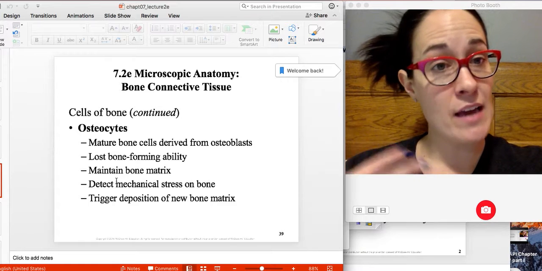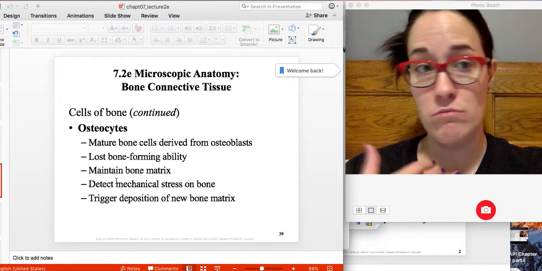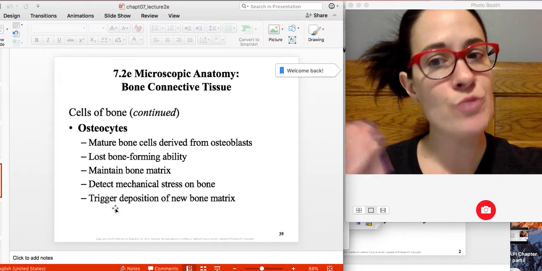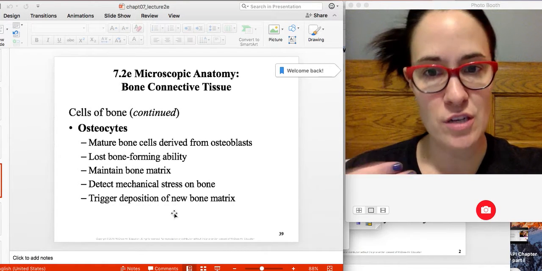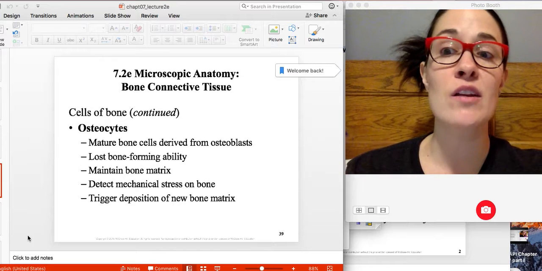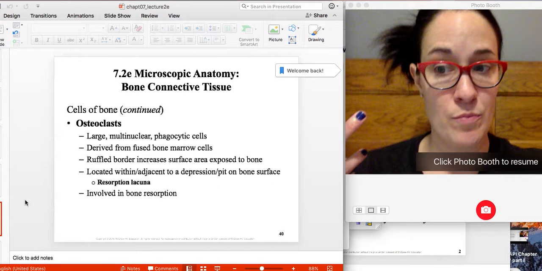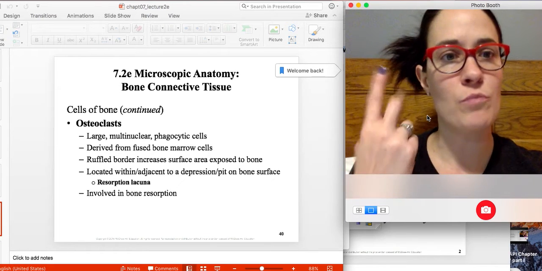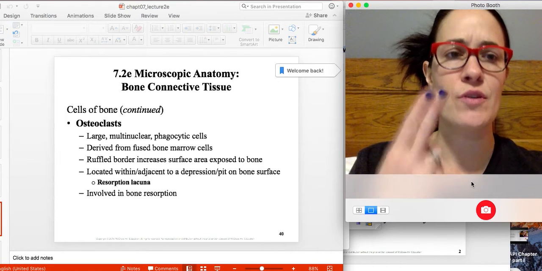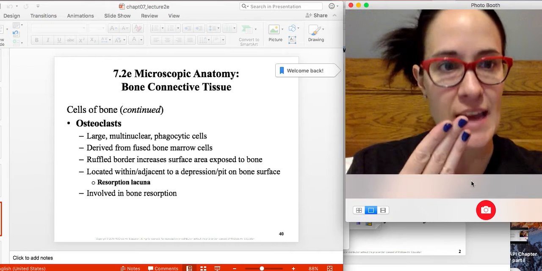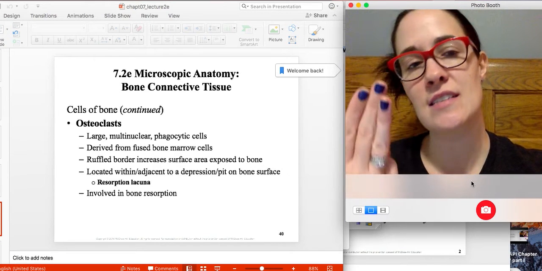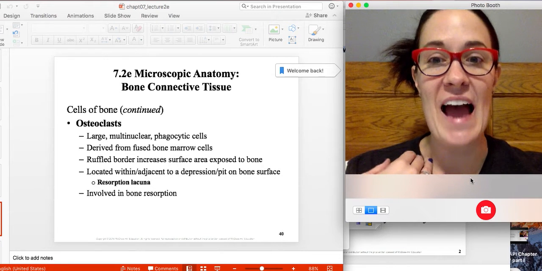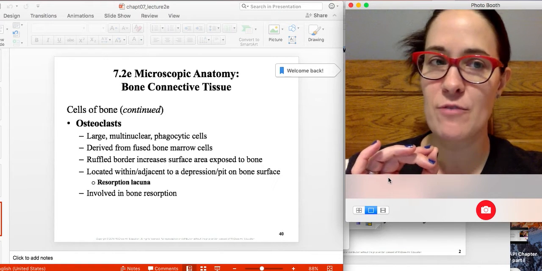They detect mechanical stress on the bone and communicate that to the nervous system, and they trigger the formation of new bone matrix. They can signal osteoblasts to do their work. So we've talked about osteoprogenitor cells that make osteoblasts that build the bone tissue, and they can become osteocytes, which are the mature bone cells that sit there and maintain it. The last type is the osteoclasts, and they're very different from the other three.